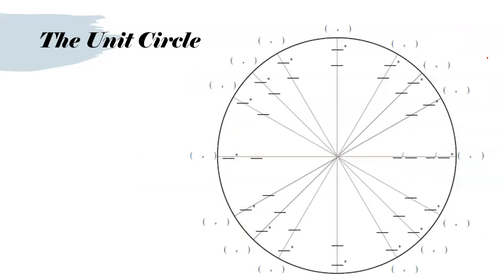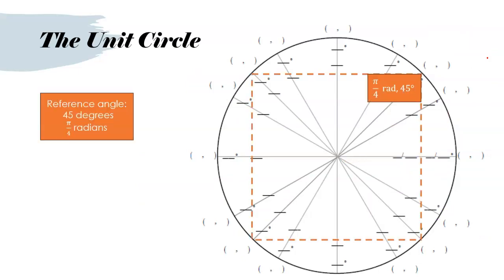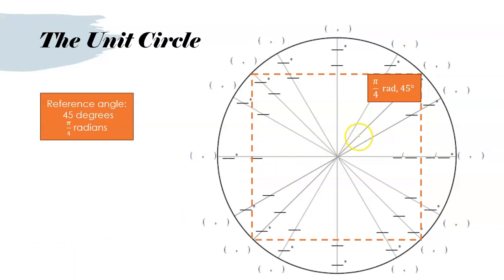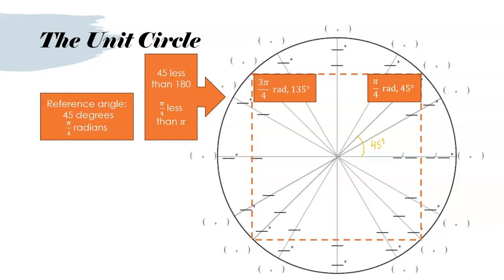The next rectangle that we're going to look at is actually a perfect square. The reference angle for this one is 45 degrees. So this angle that is formed here is going to be a 45-degree angle, or in radians, pi over 4. And the next one would be 45 degrees less than 180, so 180 minus 45, which is 135. Or it's pi minus pi over 4, which is 4 pi over 4 minus pi over 4, which is why it's 3 pi over 4.